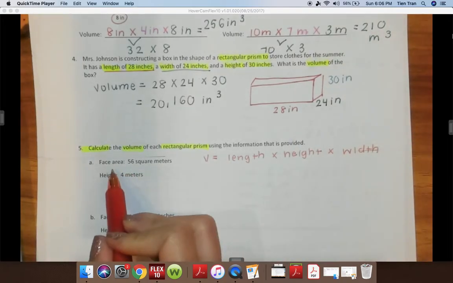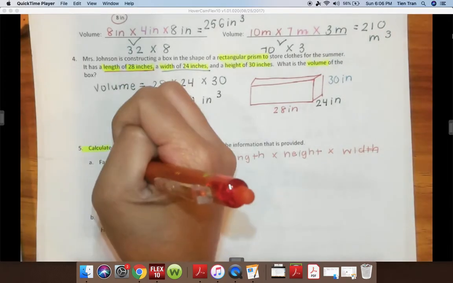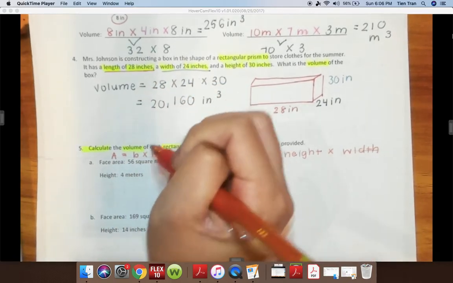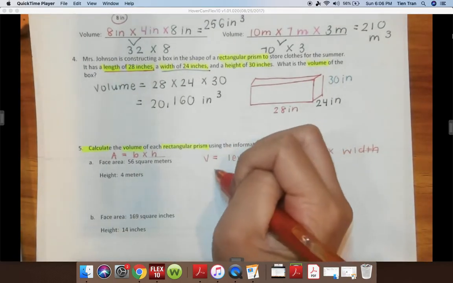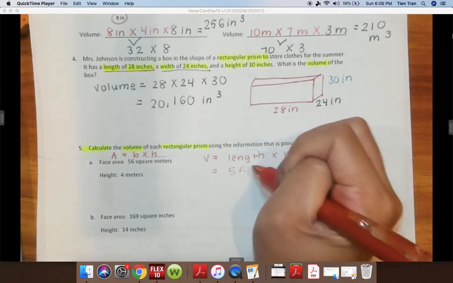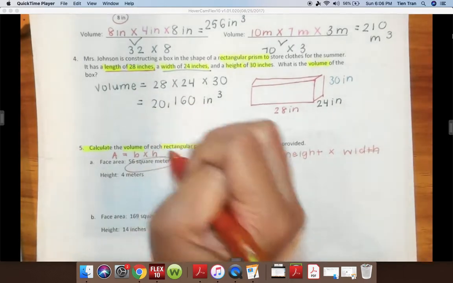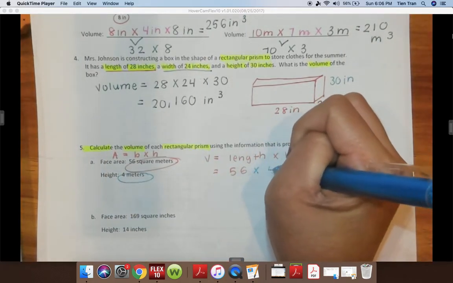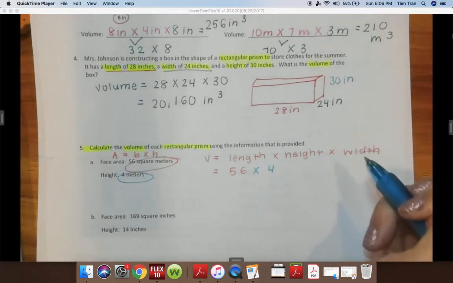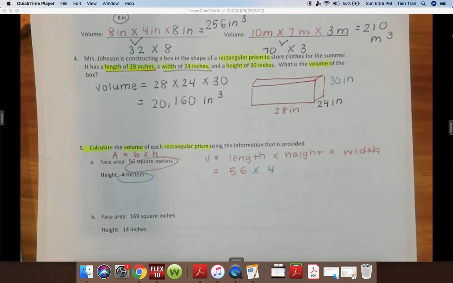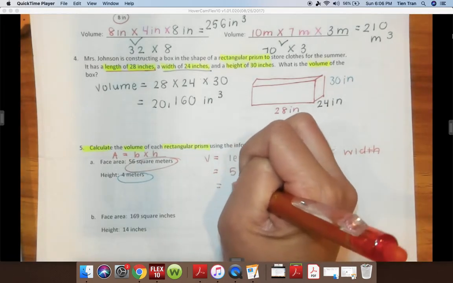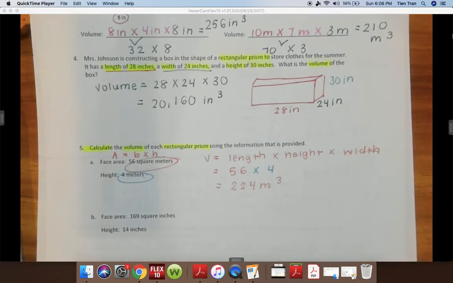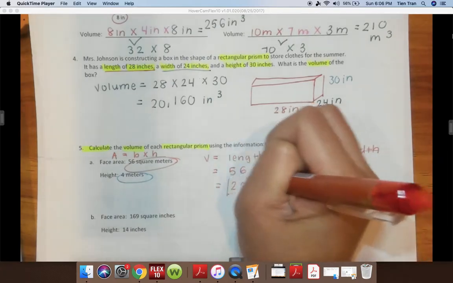Okay, and right here the face area, the area is what they're talking about. Area is equal to base times height. Is 56. So right here I'm going to multiply 56 and I'm going to multiply 4 meters, the height. Okay. So 56 times 4 is going to give me 224 meters cubed.